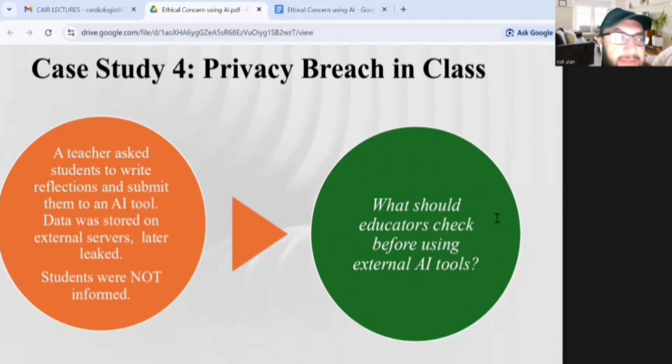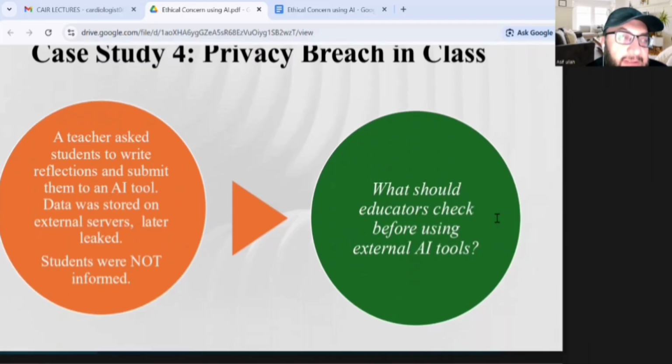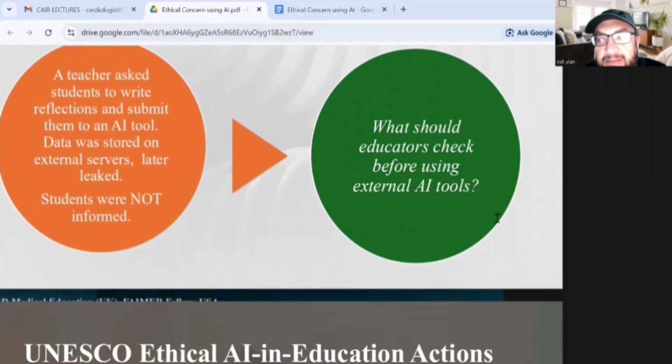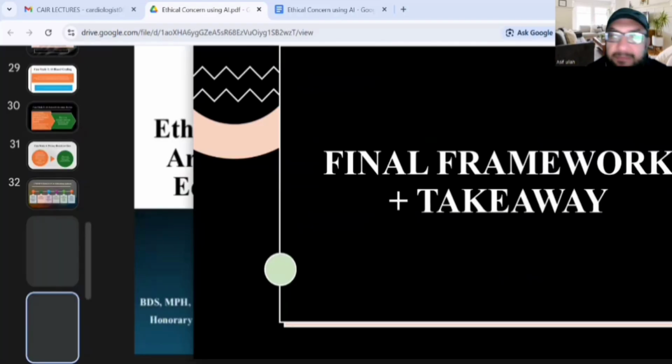Privacy breach in class. A teacher asked students to rewrite their reflections and submit them to an AI tool. The data was stored on external servers and later leaked. Students were not informed. So external AI tools should be checked before any use.